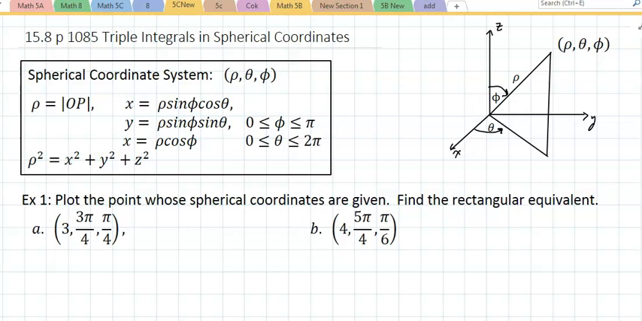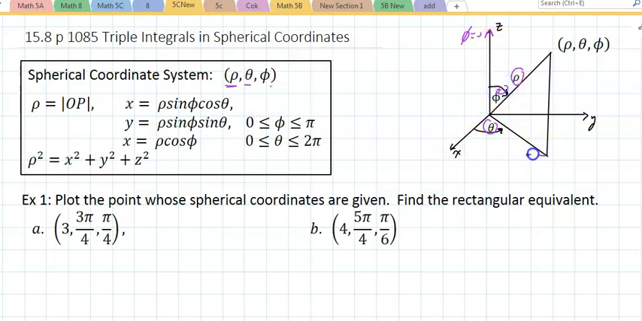15.8 talks about triple angles in spherical coordinates. So in spherical coordinates we have rho, which is a fixed length. We have theta, which is the same theta. And phi. Phi equals 0 starts on the positive z-axis, and that's the positive rotation.